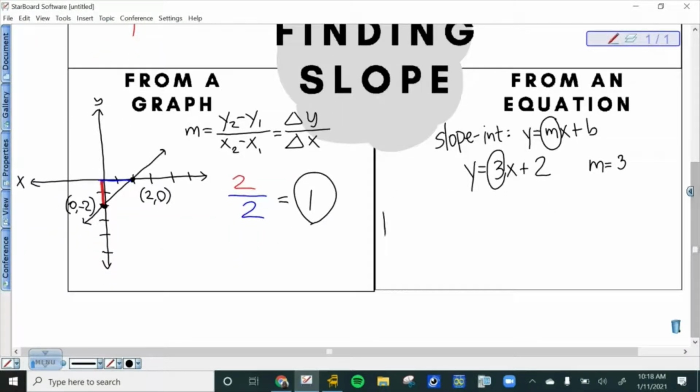Now we've got point slope form. Can anyone remember the formula for that? No? It's a tricky one. y equals y1 plus m times x minus x1.